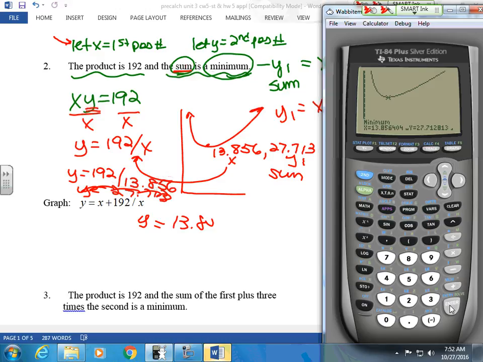All I want you to do is number 3 and 4, and then get a good rest. Just two that are just like this. 3 and 4.